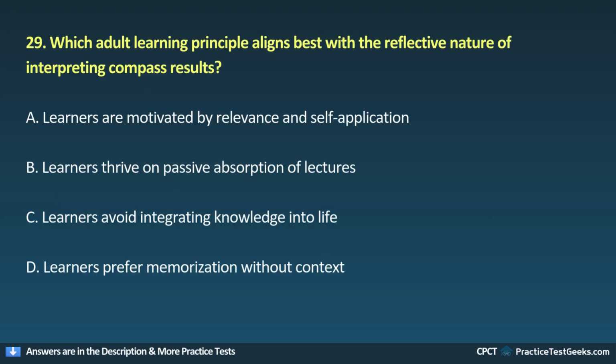29. Which adult learning principle aligns best with the reflective nature of interpreting Compass results? A. Learners are motivated by relevance and self-application. B. Learners thrive on passive absorption of lectures. C. Learners avoid integrating knowledge into life. D. Learners prefer memorization without context.